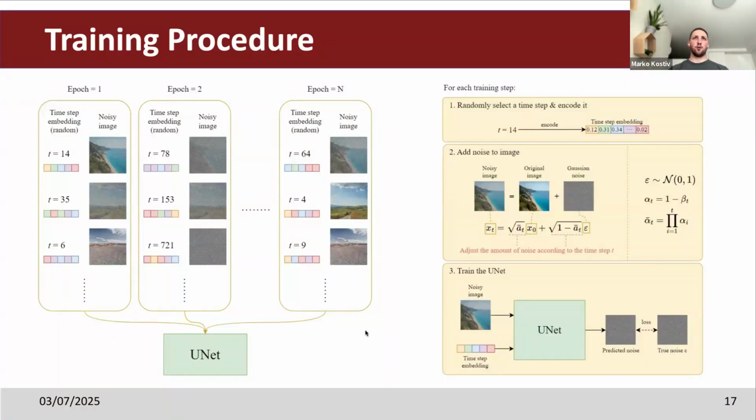And you do that for lots of epochs. Those networks usually take a lot of time to train. And every time you're sampling random images and random time steps, and training this network for the noise predictions.